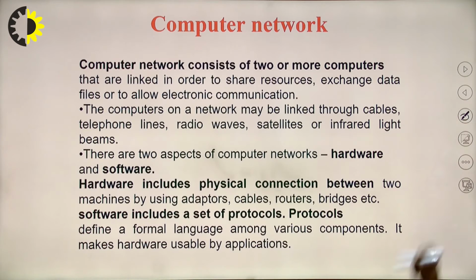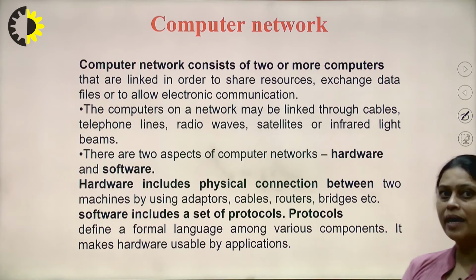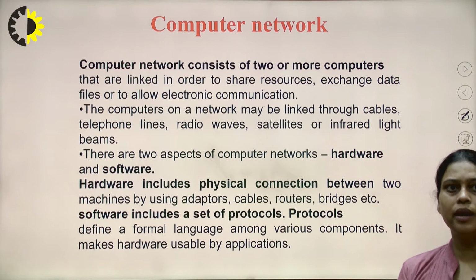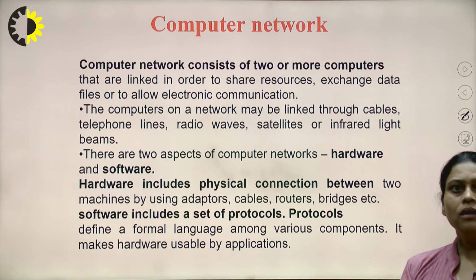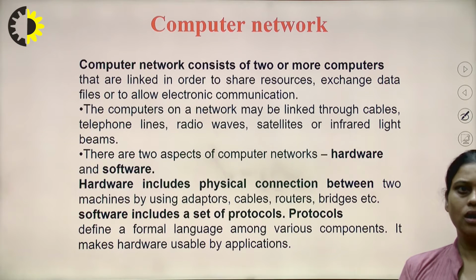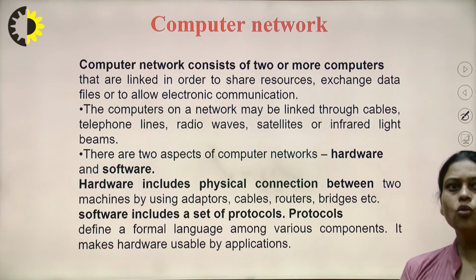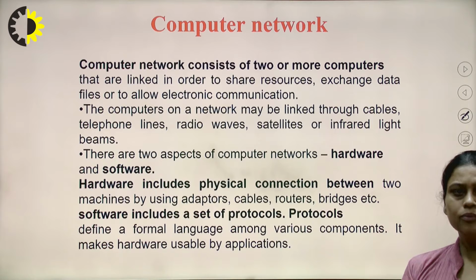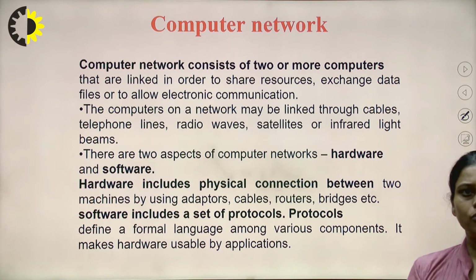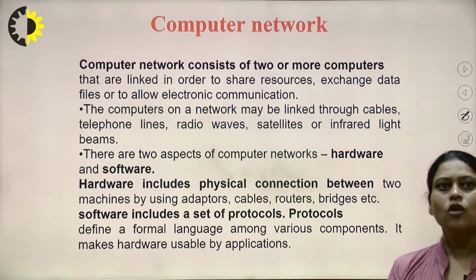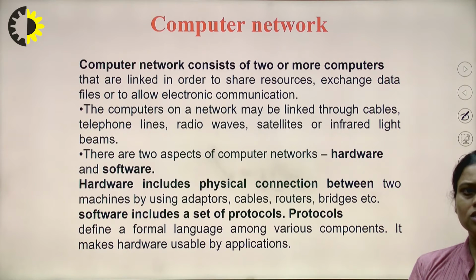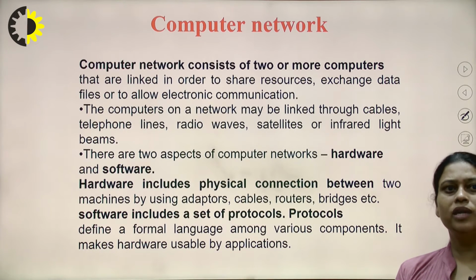So, when we combine the two terms, computer and network, then it becomes a computer network. So, the definition of computer network is that it is a collection of two or more than two computers which are linked in order to share some resources. So, we connect two or more than two computers for sharing the information, for exchanging the data, or for sharing the resources through some electronic communication medium.